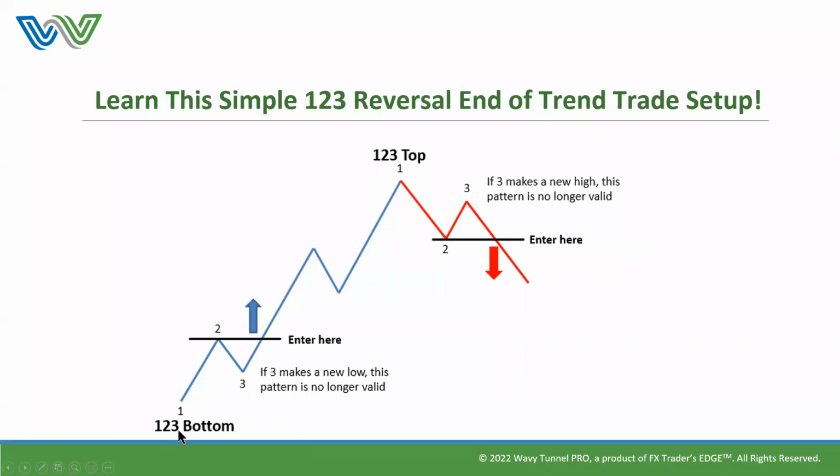This is the 1, 2, 3 bottom, where again, you have a point 1, which is the low on the visible chart. The market moves up. That's labeled point 2. The market comes down. That's labeled point 3. And if point 3 makes a new low, this pattern is no longer valid. And that's what happens a lot of the time. A lot of the time, we make a top, we come down, and then we make this point 3, we make a new high. So the trend is still intact. So we want to make sure that the trend is truly turning around.